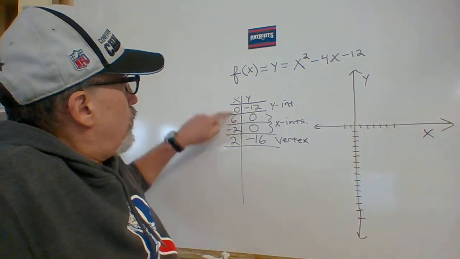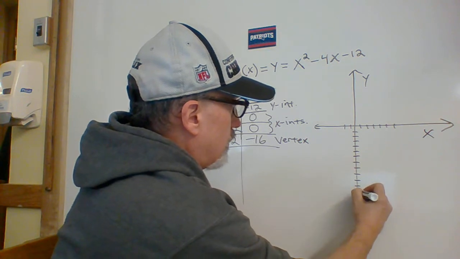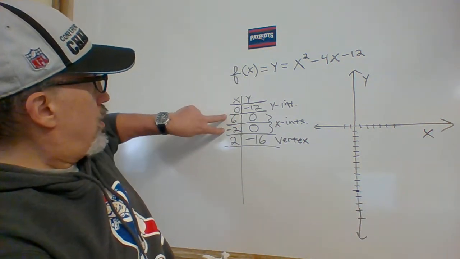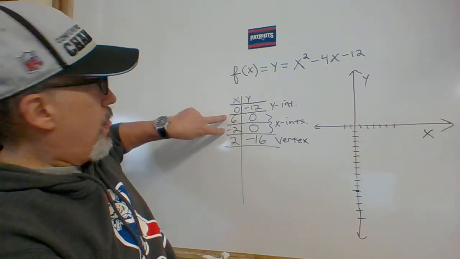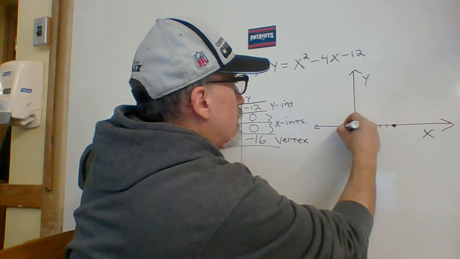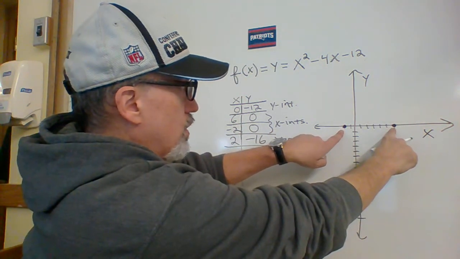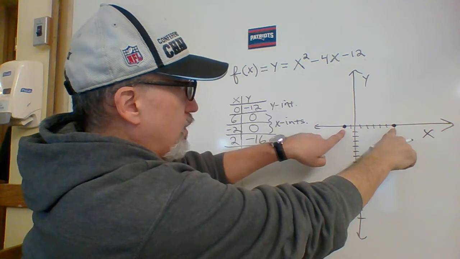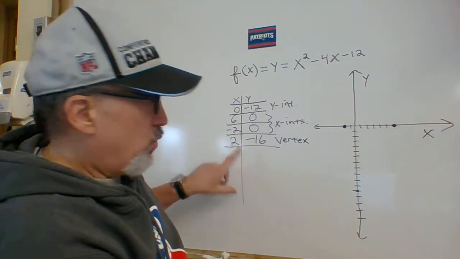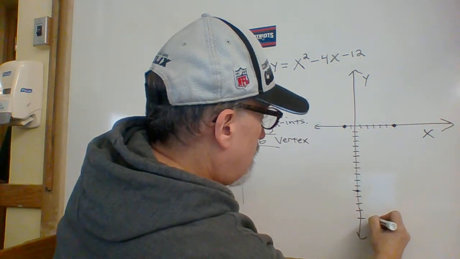Well, we started with the y-intercept at (0, -12). That's that point there. And then we found the 2 x-intercepts at 6 and -2. (6, 0) is there, (-2, 0) is there. And after finding those 2 x-intercepts, because of the symmetry, we found the vertex, which is at the point (2, -16). (2, -16) is about there.